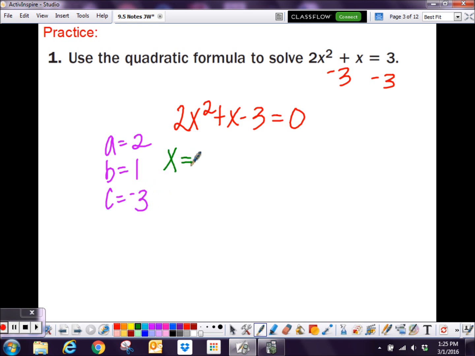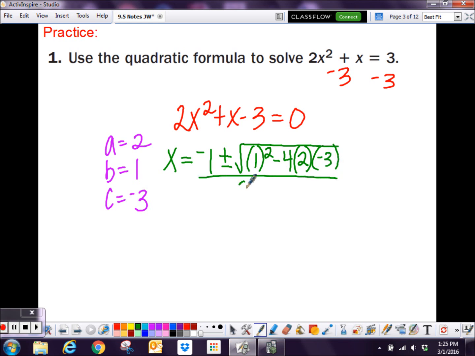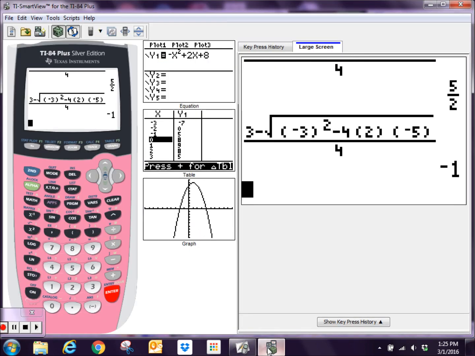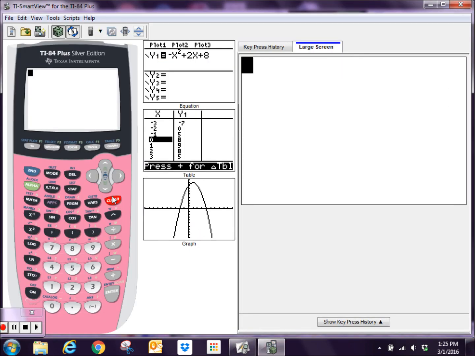So I've got x equals the opposite of b, so -1 plus or minus the square root of a lot of stuff. Okay, so my b is 1 squared minus 4 times 2 times c, which is -3, all over 2 times 2, so I'm just going to put 4. Okay, I'm going to go to my calculator, and I'm going to type all of that in. So remember, you can get that fraction by hitting alpha y equals, enter.